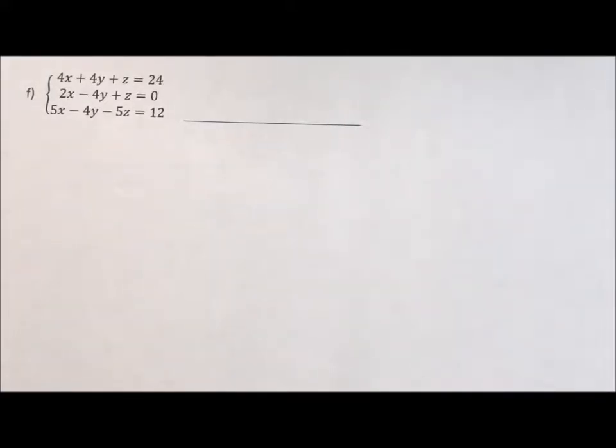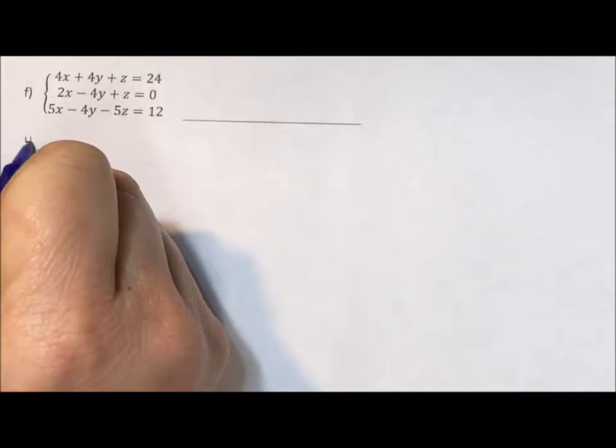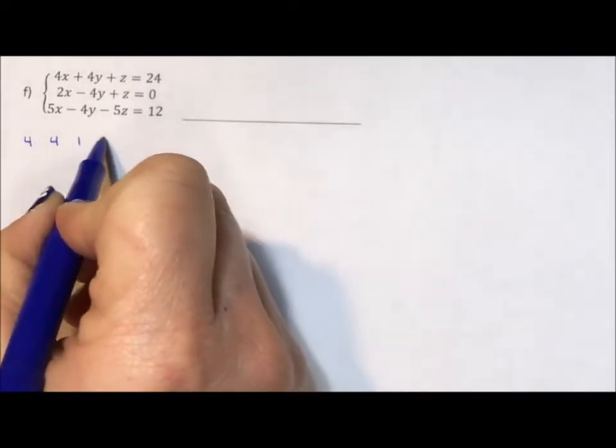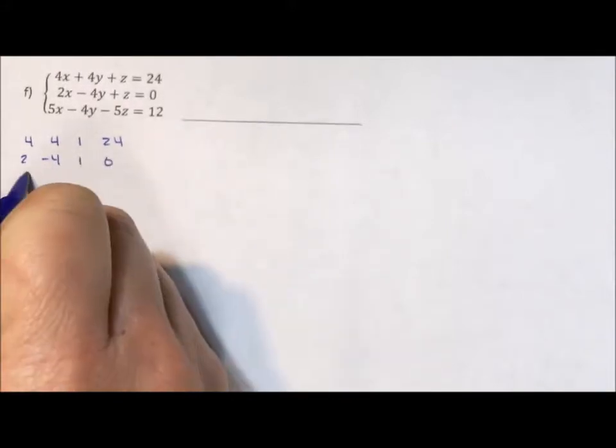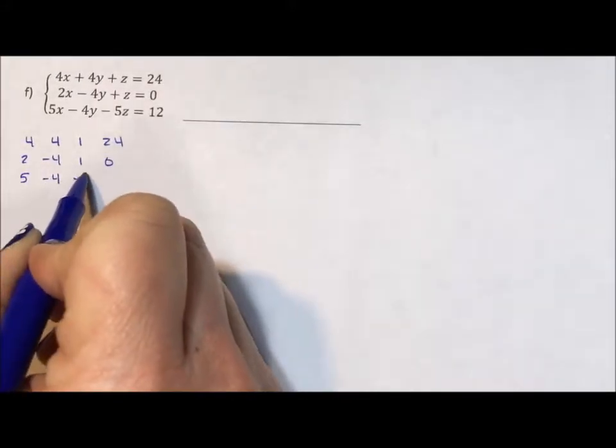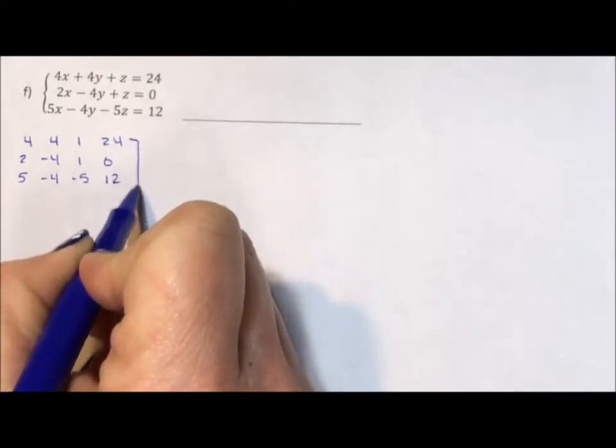Today I'm doing a series of videos on solving systems of equations with Gauss Jordan elimination. Okay, so the first step in doing this is to take your system of equations and write them as a matrix. A matrix basically means we're going to write the equations without the variables. So the first equation becomes 4, 4, 1, 24. Then we have 2, negative 4, 1, 0, and 5, negative 4, negative 5, 12.